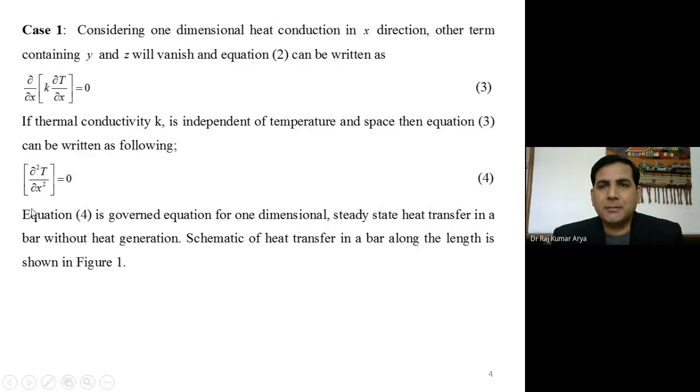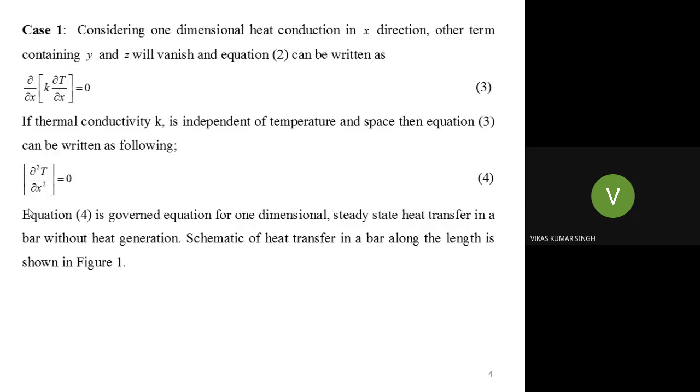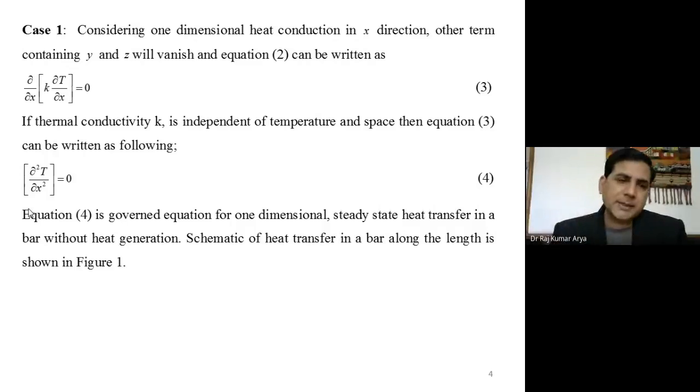If you want to solve it analytically, you will just integrate once: dT/dx equals 0 plus C1, a constant, right? Then you integrate one more time, so you will get T equals C1x plus C2, right? So you know the two boundary conditions, plug them in, and you can solve it analytically here.